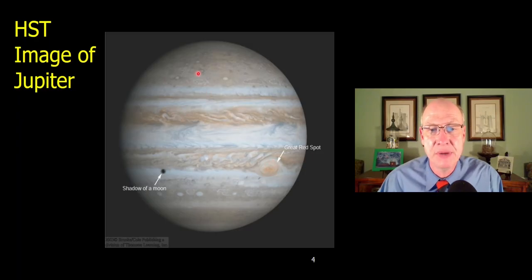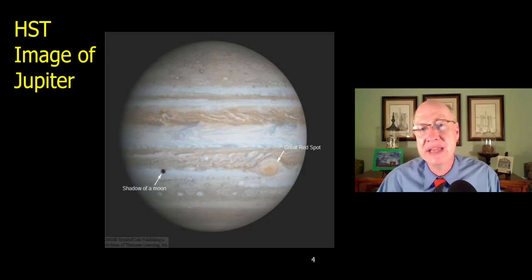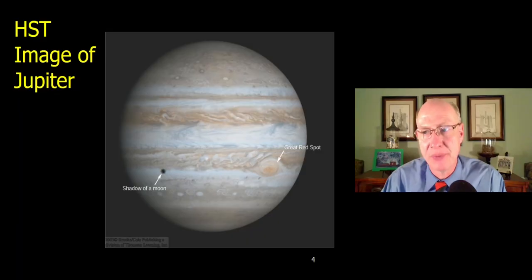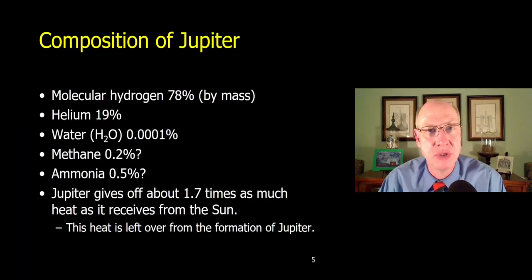There are other temperate belts. The white bands, as we'll see later on, are called zones, and the darker bands are called belts on the planet. Now, Jupiter is a gas giant planet. It's made primarily of hydrogen. It's made about 78% molecular hydrogen. It's about 19% helium. Water makes up a tiny fraction of a percent, probably about 0.0001%. Methane is about 0.2%. Ammonia is about 0.5%.